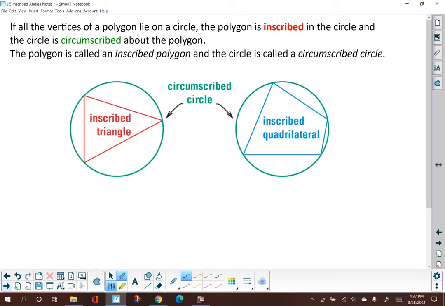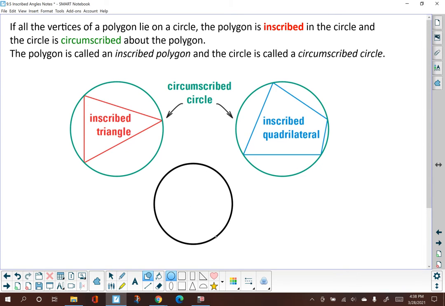Okay, if all of the vertices of a polygon lie on a circle, then the polygon is inscribed in the circle, and we would say the circle is circumscribed about the polygon. This type of polygon is called an inscribed polygon. Not all polygons can be inscribed. So if they are able to be inscribed, then they'll have some special characteristics.